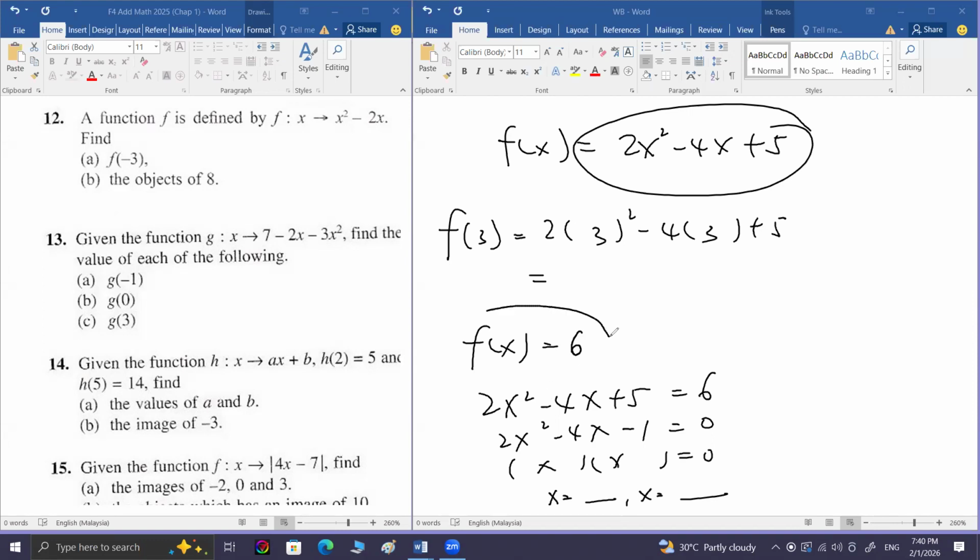Or sometimes the question didn't mention it like this. The question will say, find x. Find x when the image is 6. This is find the image when x is 3. It's not hard. Given x, find image. Given image, find x. Okay? Got what I mean? Okay, wait, I'll ask you one question.